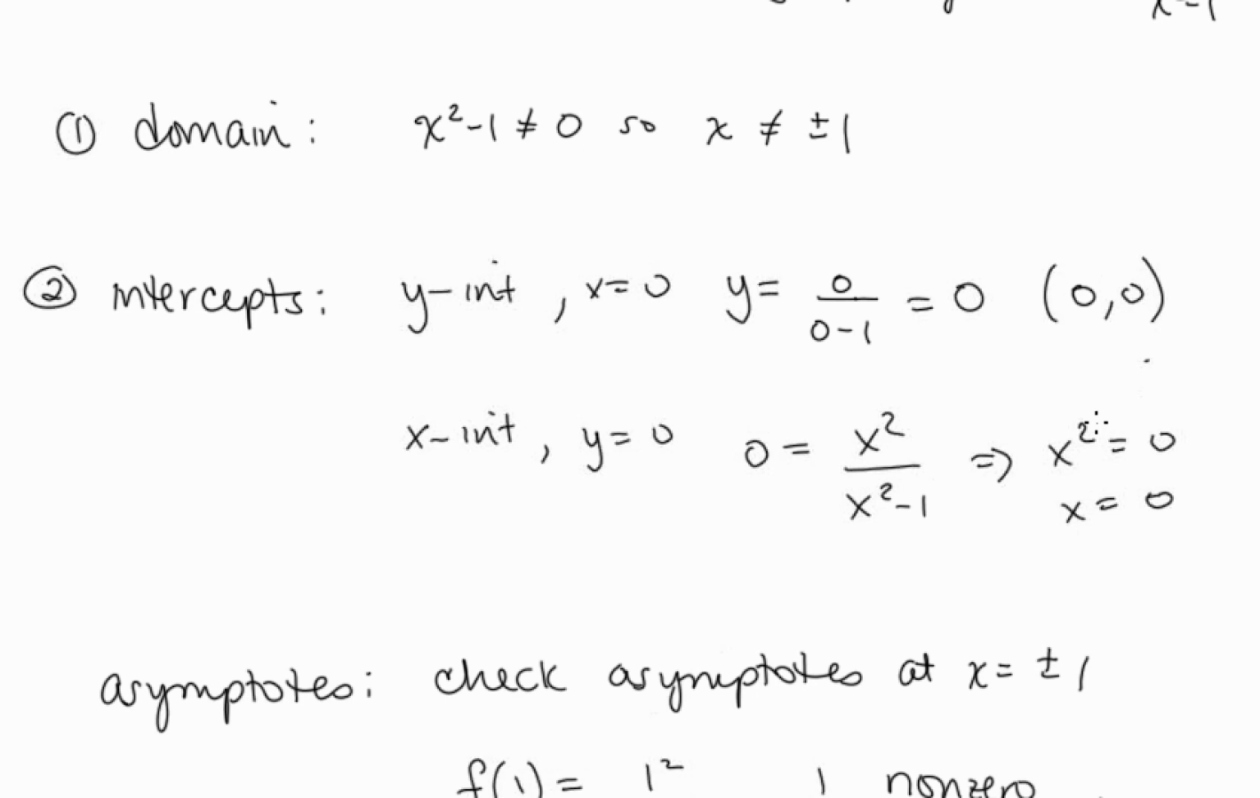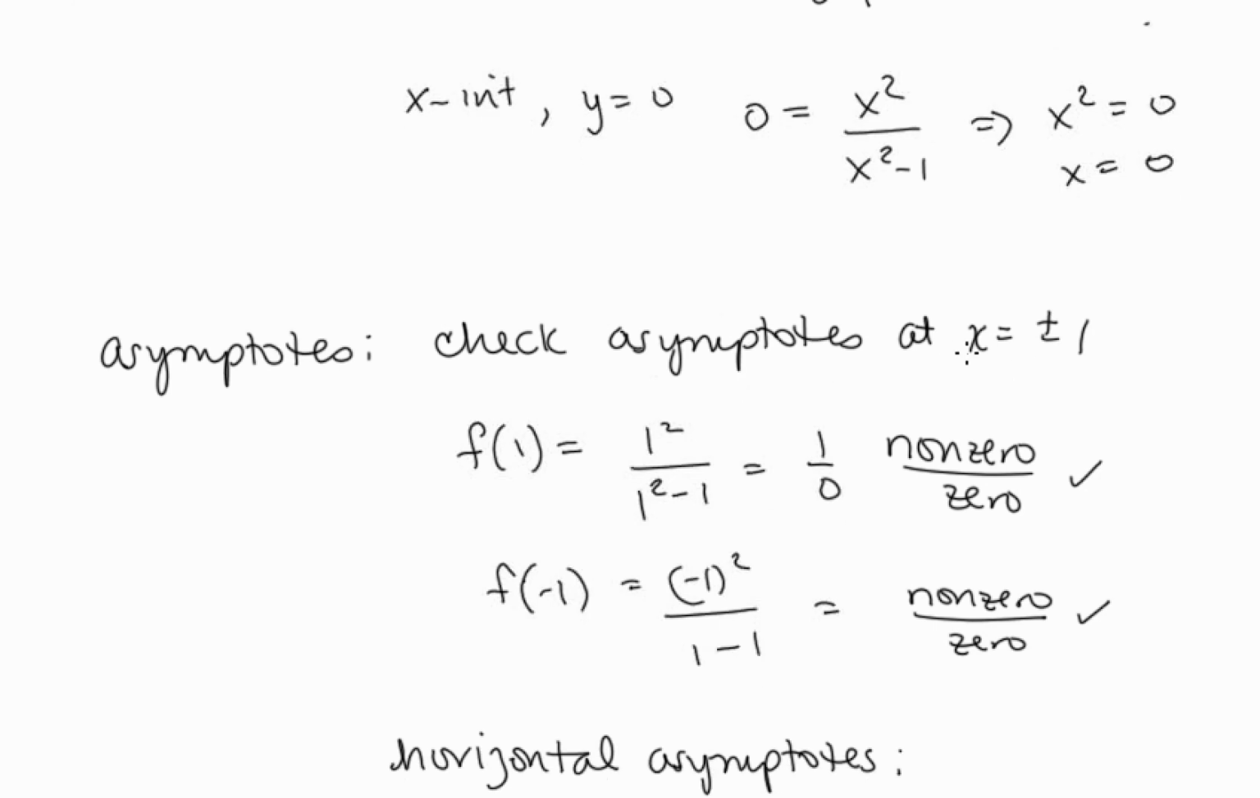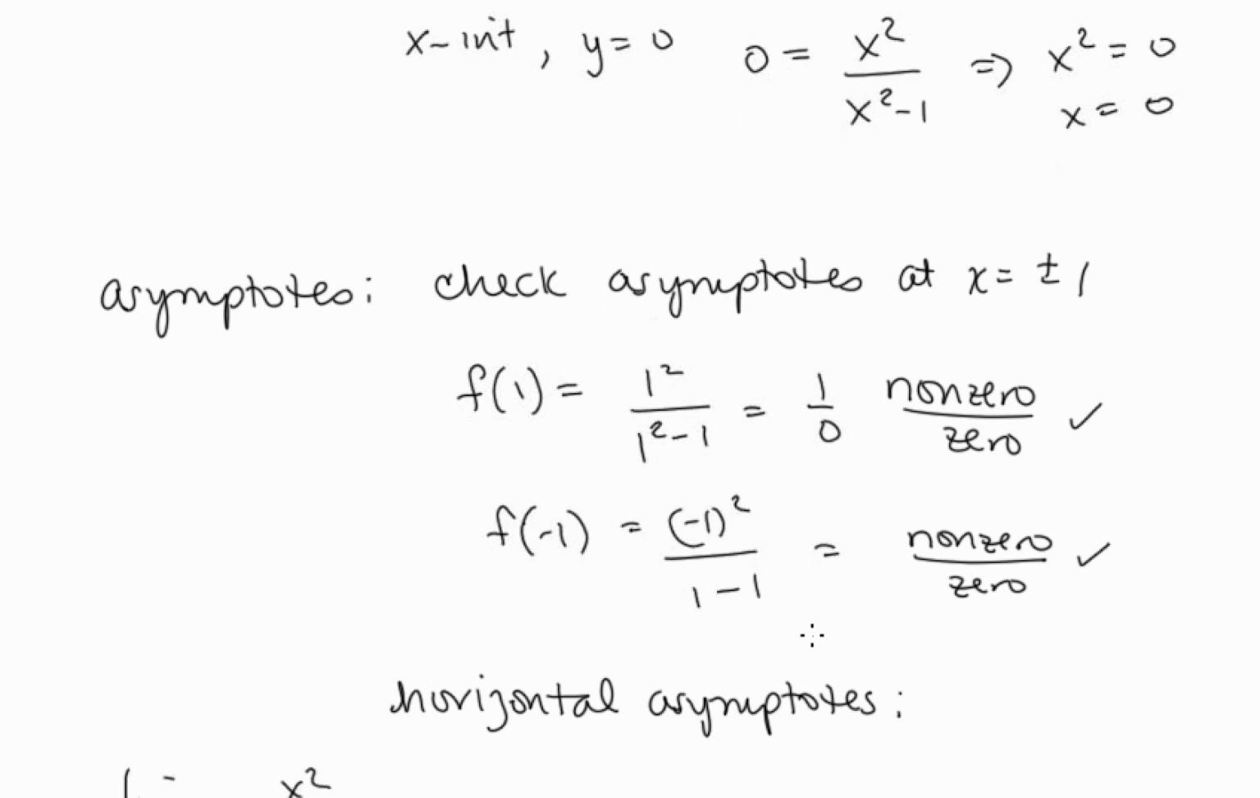Let's take a look at asymptotes. We know that x equals 1 and negative 1 are not in the domain of the function, so let's check to see if we have asymptotes at those values. We have vertical asymptotes when the function evaluation would be non-zero over 0. So if we plug in x equals positive or negative 1, we get non-zero over 0, and so yes, both of those x values give us vertical asymptotes.